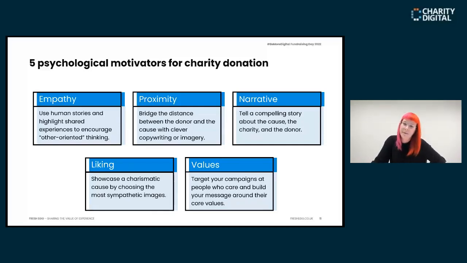And then finally, people's values are big motivators. Potential donors and volunteers are most likely to take action for a cause that resonates with their fundamental values. Again, it seems obvious, but can be quite nuanced. So do try and target your campaigns at people that you know care and build that message around their core values. I often find that religious charities are good examples for comparison when you're thinking about how to do this.